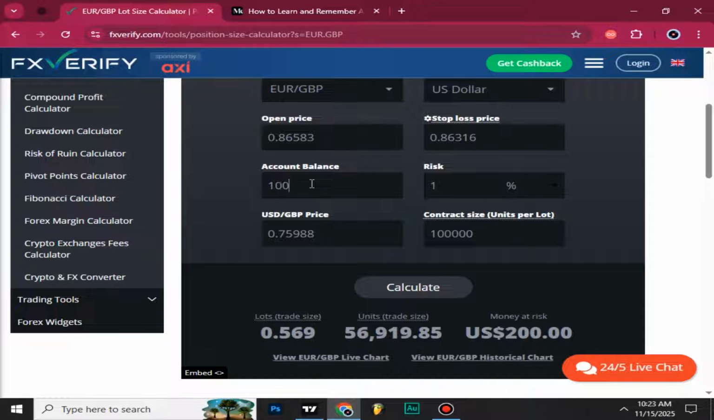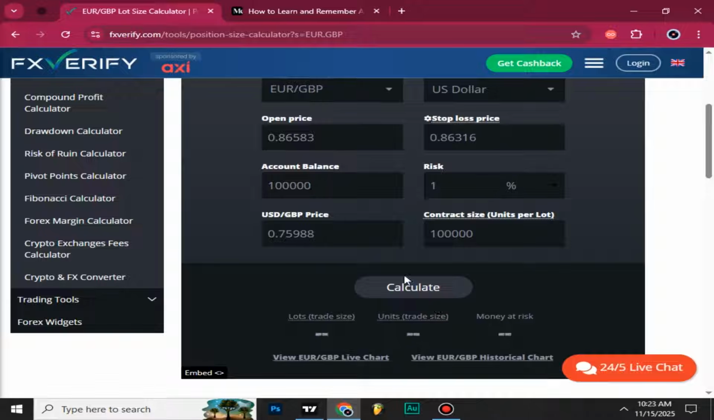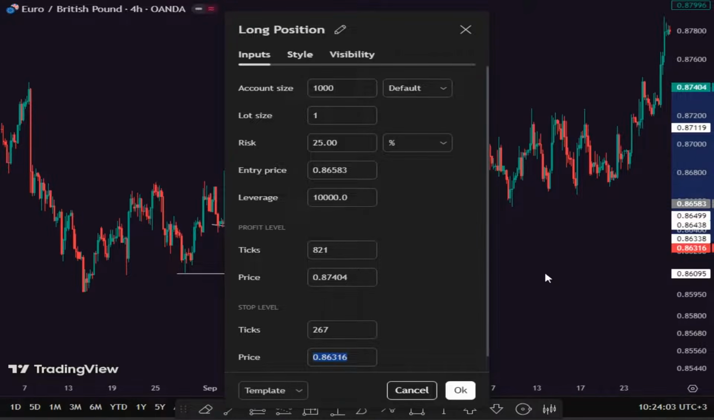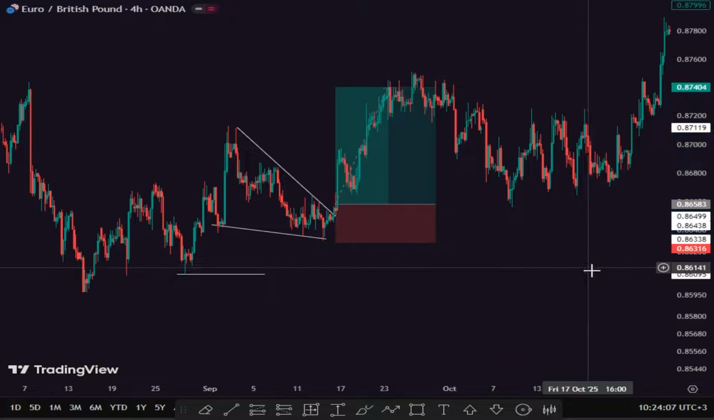What if I have 100,000? Is that 100k? Yes. How much am I supposed to use? You see, I'm supposed to use 2.84 lot size. So you see, I'm risking 1,000 off it, right? So that's it, right?